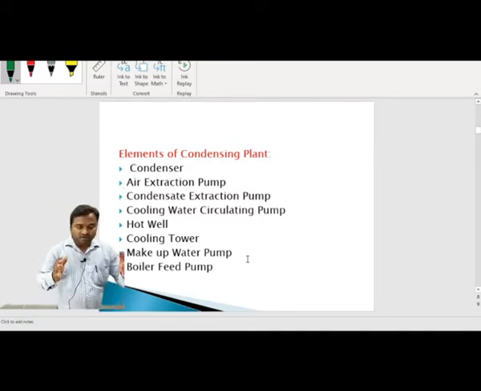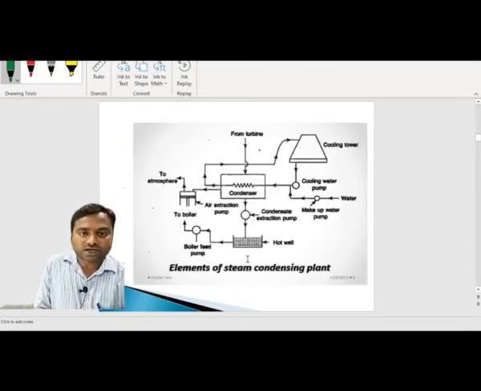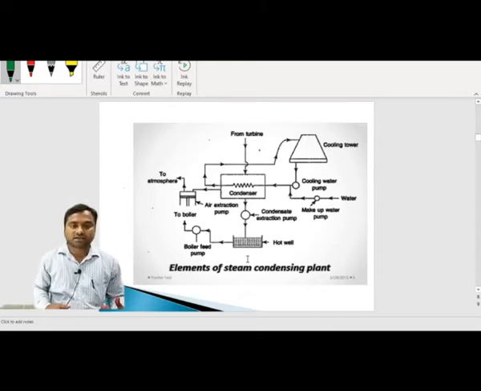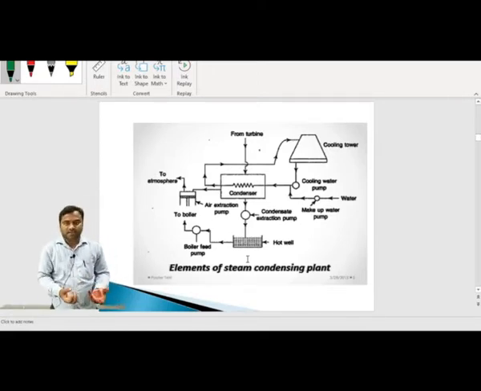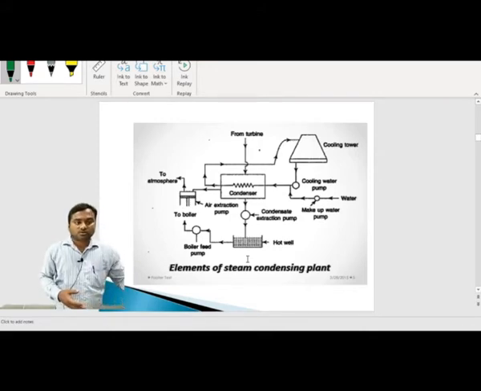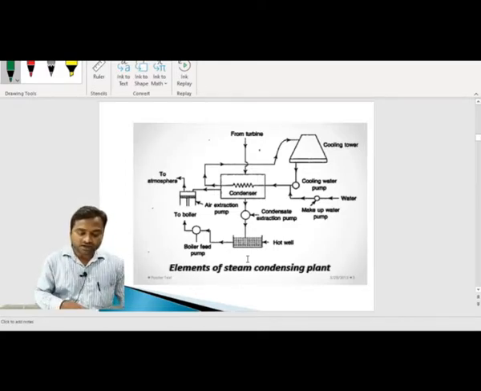Let us see, if you take any condensing plant, what are the basic components present in it. In a condenser there will be an air extraction pump, which sucks the air and non-condensable gases present in the condenser. There is a condensate extraction pump, which extracts the vapor converted into liquid and sends it to a hot well. Another pump is used to send this feed water to the boiler. And the cooling tower is basically for the circulating cooling water.